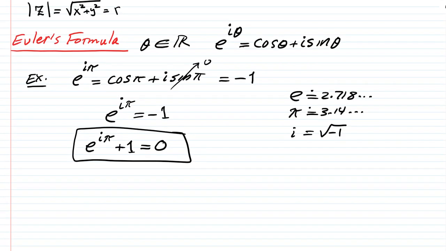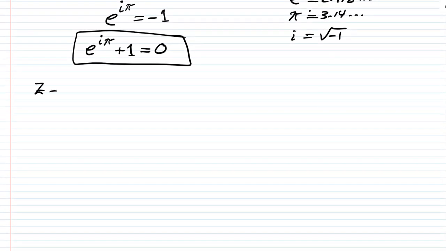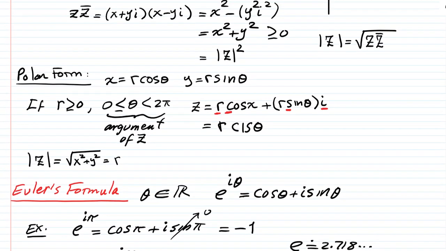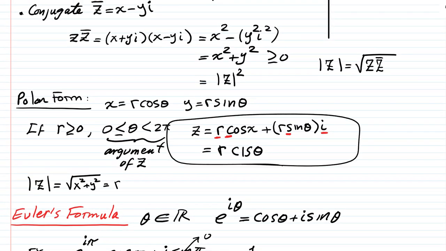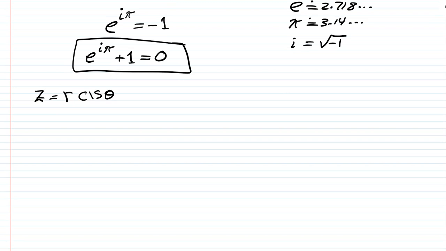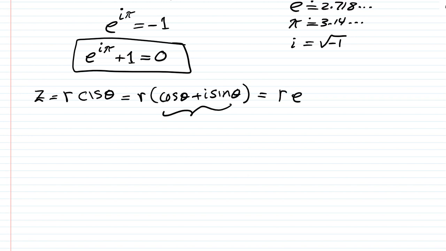The Euler form was this one. That was the Euler formula. Okay. Now, a complex number was r cis theta. Correct? We can write the complex number right in here: z is equal to r cis theta. Well, that cis theta, we can actually write as r cosine theta plus i sine theta. And if you look at the Euler formula, we can write it as r times e to the i theta. And this is commonly known as the exponential form.